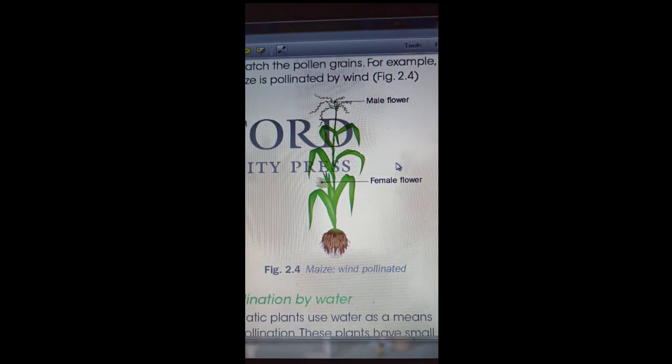There are some characteristic features of the flowers which are wind pollinated. What are they? Wind pollinated flowers are not showy or colorful. They have very lightweight pollen grains which can be easily carried by the wind. These flowers are neither scented nor do they secrete nectar. The pollen grains are produced in large quantities. The stigma of the receiving flowers are sticky or feathery to catch the pollen grains. For example, maize is pollinated by wind.